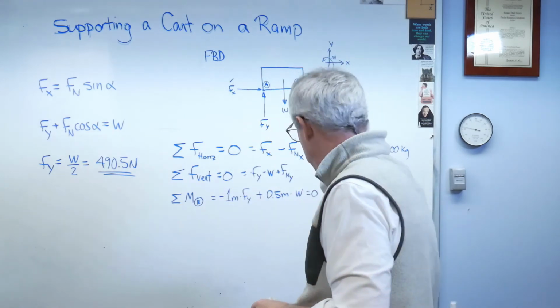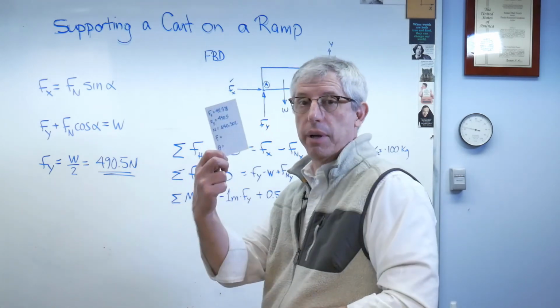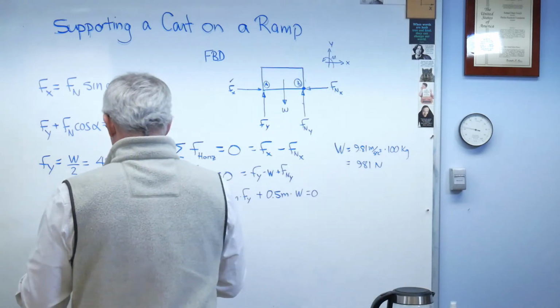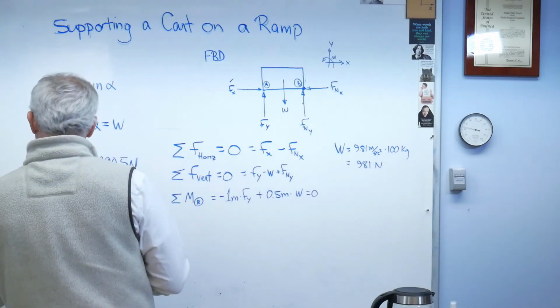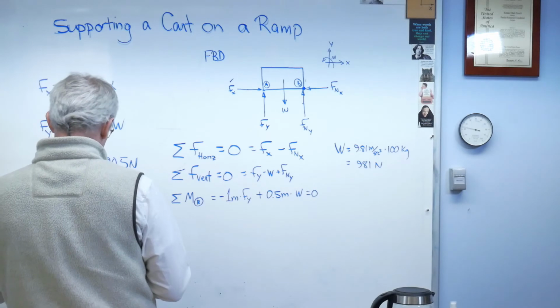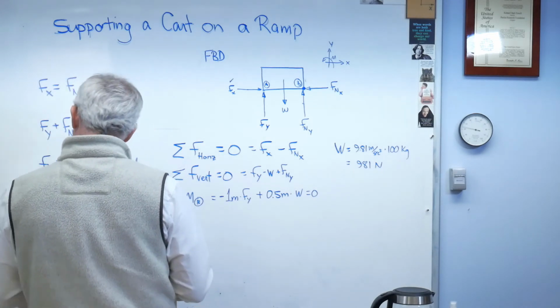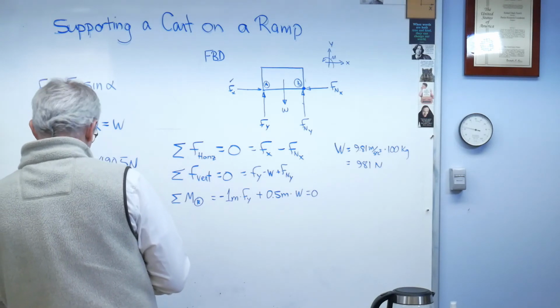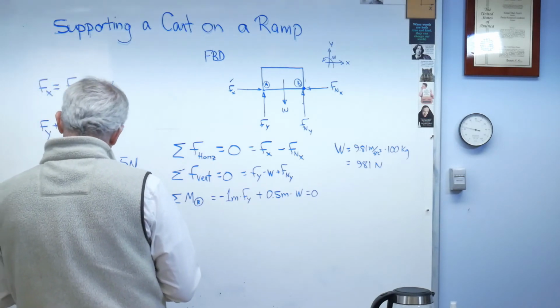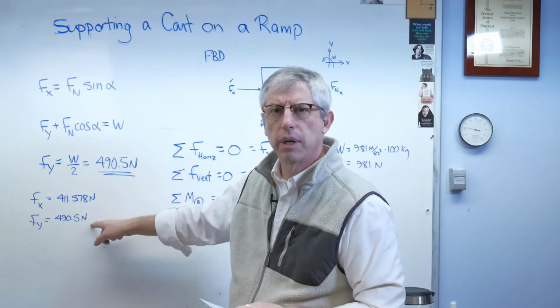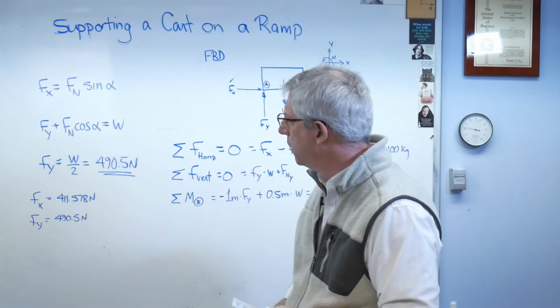Now if I solve for the rest of these, I'm going to write this down here. I've got my little cheat card here. I want to make sure I write these down correctly. I get Fx is 411.578 newtons, and Fy is 490.5. I've seen one of those numbers before. I wonder what this means.